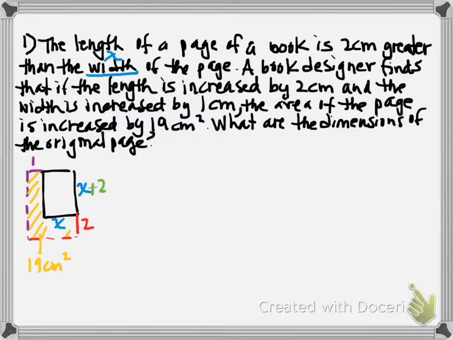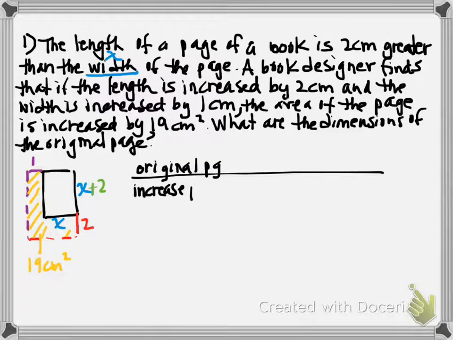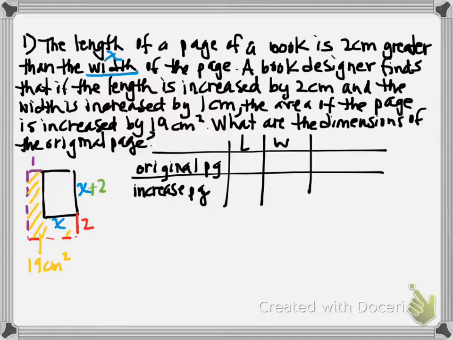Okay, so let's get into our chart. We're going to call the original page, or original rectangle, that's fine too. And then we're going to call it the increased page, or the new page, or the larger page, however you want to. And then the top is always going to be the same, and we're going to transform the formula. Instead of doing it traditionally with A equals LW, we're going to say LW A.